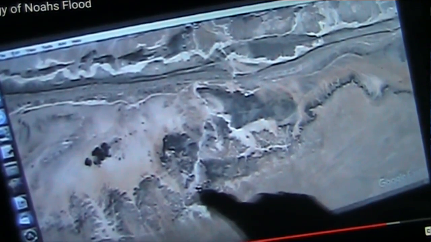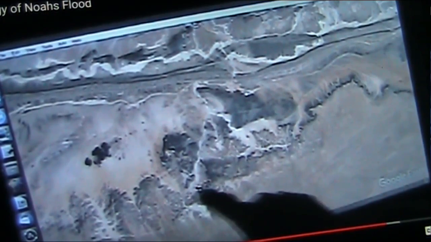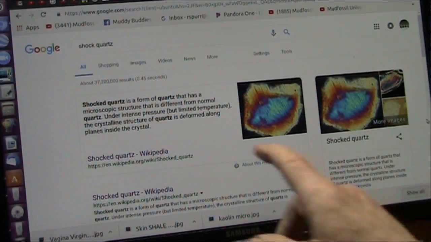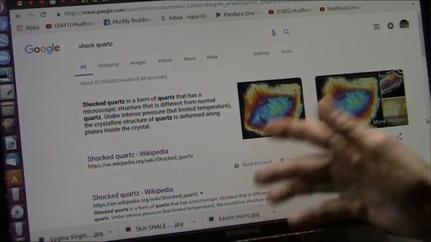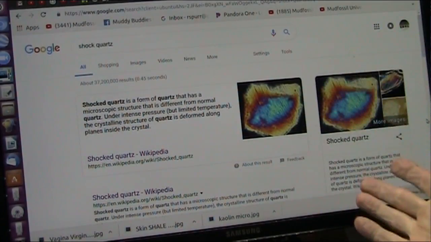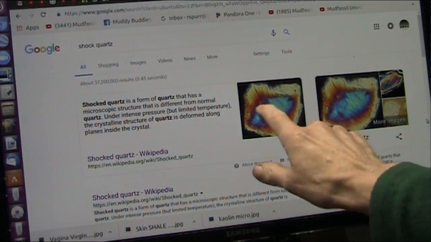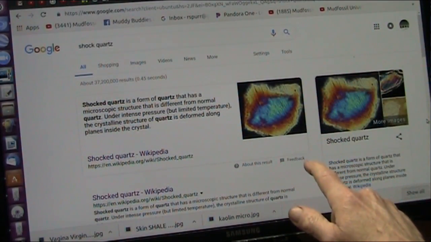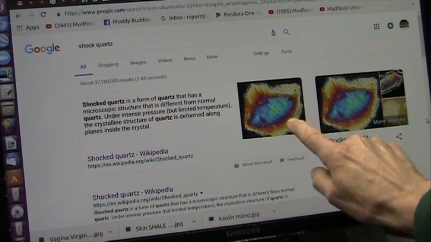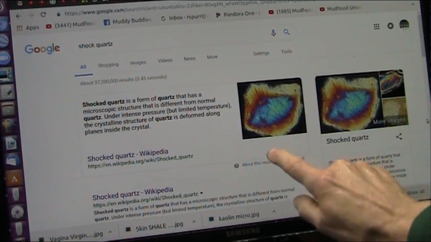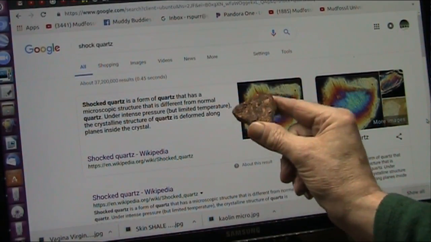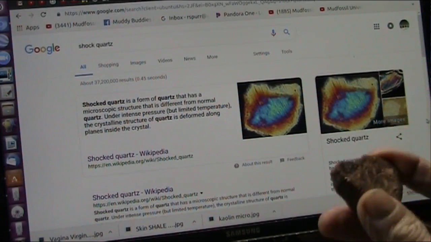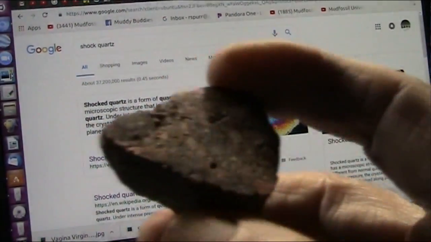Mudfossil University, home of the quicksand. You see that? Shocked quartz. Under intense pressure. They say that this is from these nuclear explosions, but I agree with that. But that is not what shocked quartz they say is. See this? This is irradiated quartz, not shocked quartz. This is what they usually call shocked quartz. I believe, I could be wrong. If I am, they should do something about it. You can tell me I'm wrong, but they won't.